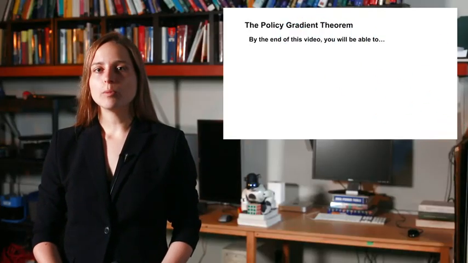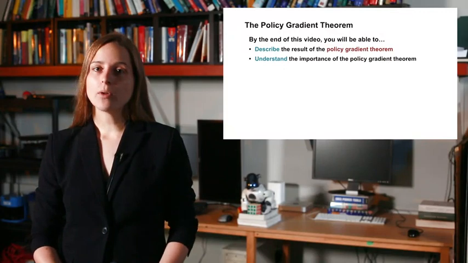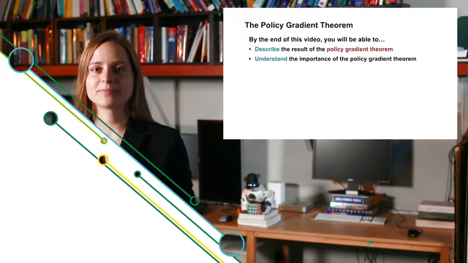We just discussed an objective for policy optimization. The next step is to figure out how the agent can optimize it based on its own experience. In this video, we will describe the policy gradient theorem. This is a key theoretical result. It allows us to write the gradient of the average reward so that it is easier to estimate from experience. After watching this video, you will be able to describe the result of the policy gradient theorem and understand the importance of the policy gradient theorem.